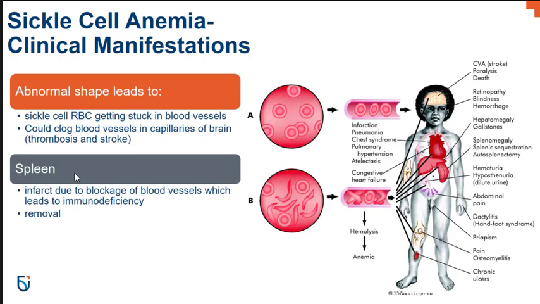But with the spleen, an interesting complication is that the spleen can actually experience an infarct, where there's that logjam effect at the level of the spleen. The spleen's not getting the proper blood supply it needs for survival, and it needs to be removed if it's damaged enough. And the spleen is a huge immune organ, so it can lead to immunodeficiency in these affected individuals.